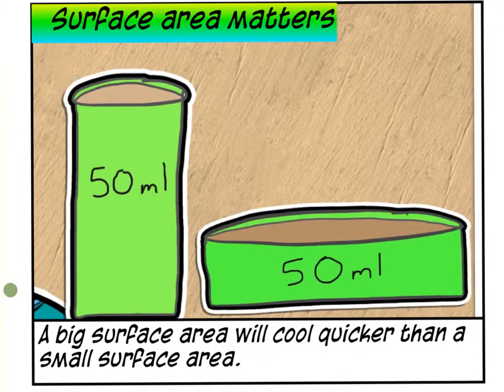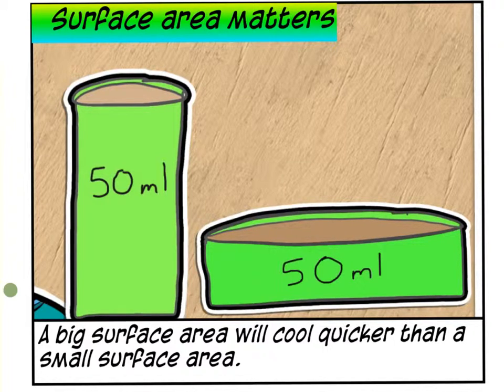The next thing we're going to look at is the surface area of two different containers. So here you can see the surface area here is much smaller than the surface area there, but it's important to note that they are both 50 ml, so there's the same volume of liquid in both of these.